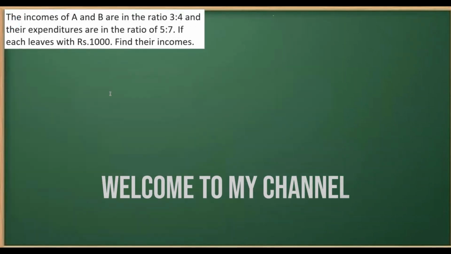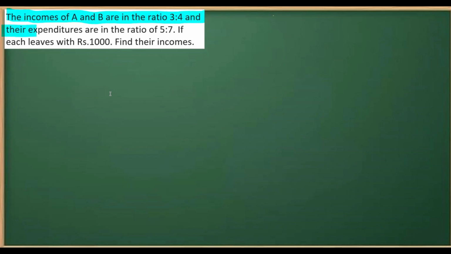In this question, it says the incomes of A and B are in the ratio 3:4 and their expenditures are in the ratio 5:7. If each saves rupees 1000, that means after spending, this is the money left with each, what we have to find out is their incomes. So what we are going to do is write the statement about their income.